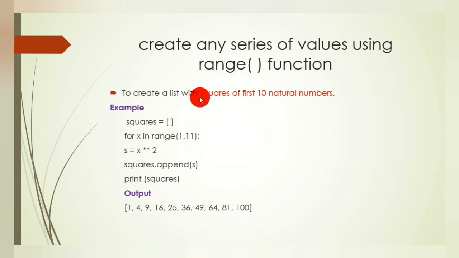To create a list with the squares of the first 10 natural numbers. So how can we find the square? By using the exponent operator. We know in Python which one is the exponent operator: the double asterisk symbol. The single asterisk symbol is used for multiplication.